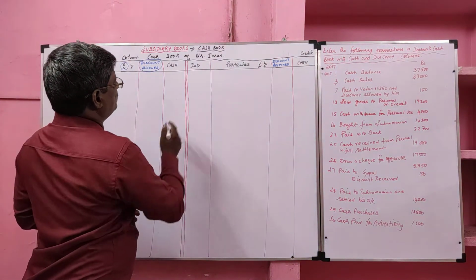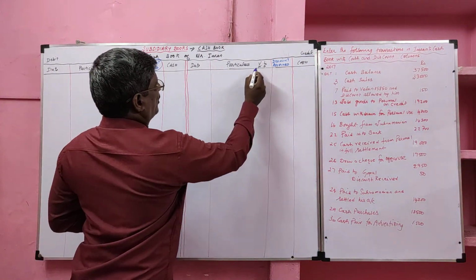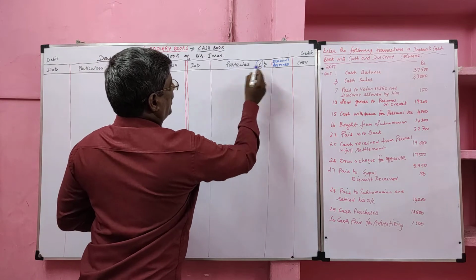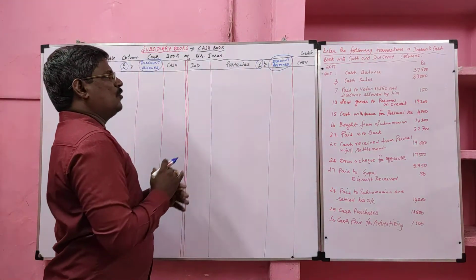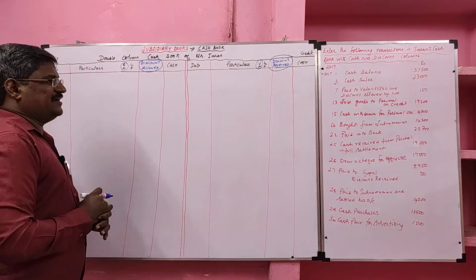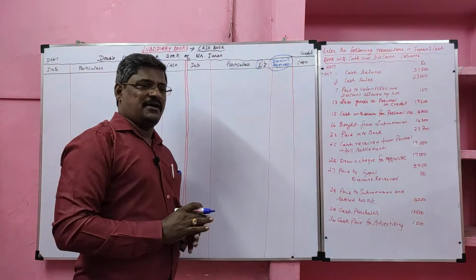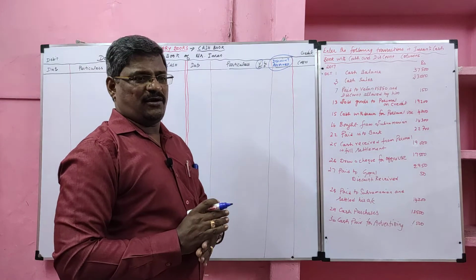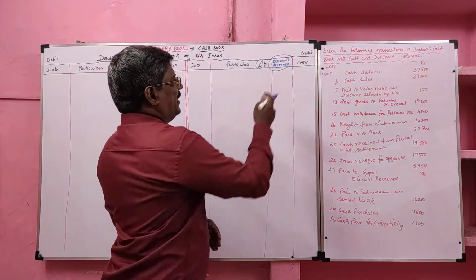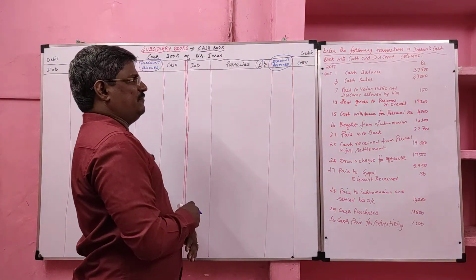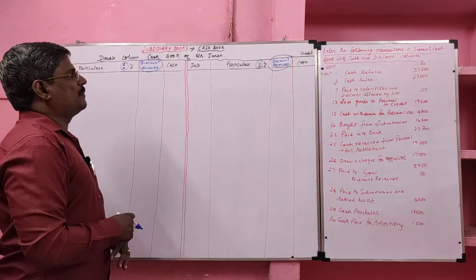Then cash column, date, particulars, VN, voucher number, ledger folio. In credit side also, we have to provide one more column for discount received. Discount received is an income. It belongs to nominal account. Since it is an income, it should be credited. Then as usual, one more column we should provide for cash.